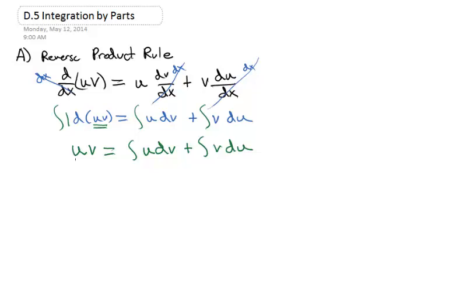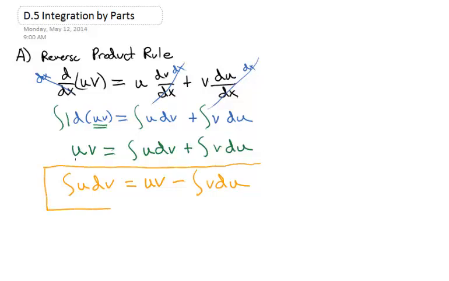Which seems ugly right now. I'm going to move things around a bit, though. I'm going to move the uv to the other side as a positive, and switch the order here. If I subtract the integral of v du from it, we get the integral of u dv is equal to uv minus the integral of v du. It doesn't have to make much sense right now because we're going to look at an example of how it works. But this is the formula for what is called integration by parts.